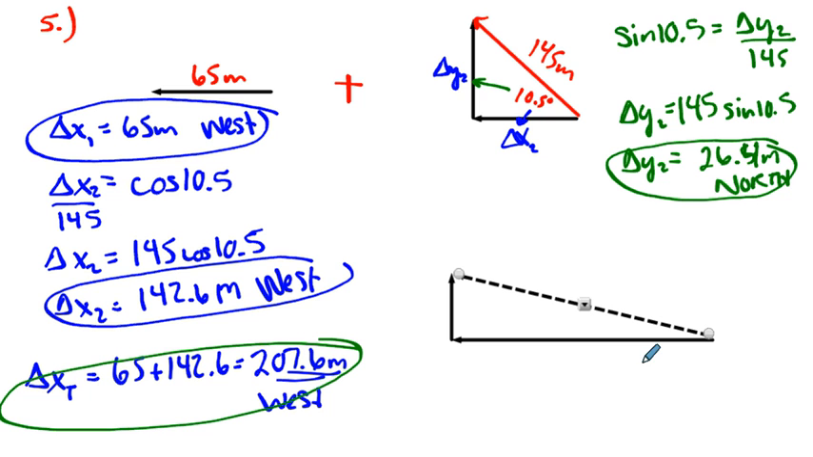It asked the distance that he walked. Let's get that one right away. The distance that he walked is just, he walked 65 meters and then he walked 145 meters. So the distance is equal to 65 plus 145, that's 210 meters.